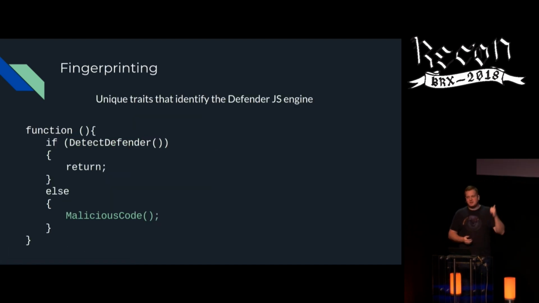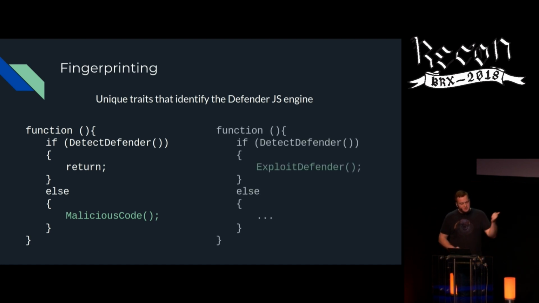You could use them in this way to detect the emulator and then not run. So if you have a piece of malware, malicious JavaScript, or malicious web page, whatever it is, that's being run in here, you might want to say, if I detect Defender, I'm not going to run, else I'll run my malicious code. But you could also use it in this way: if you find you're running in Defender, you could then throw your payload that's Defender specific and exploit it. So there is some security implication to these.